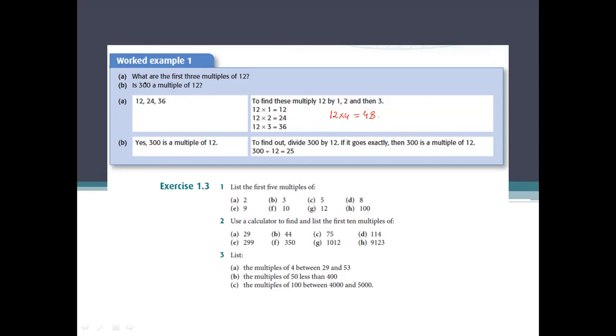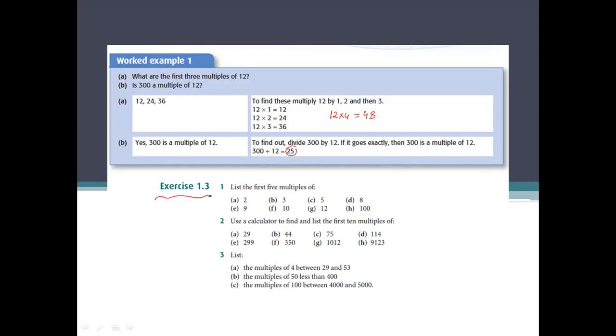And the second question is: is 300 a multiple of 12? How can you find the answer to this question? Yes, 300 is a multiple of 12. To find out, divide 300 by 12. If it goes exactly, then 300 is a multiple of 12. So the answer is exactly a positive integer. That's why the answer is yes: 300 is a multiple of 12.